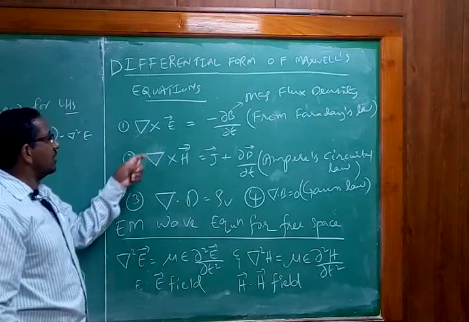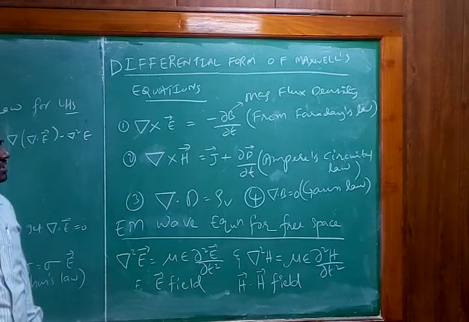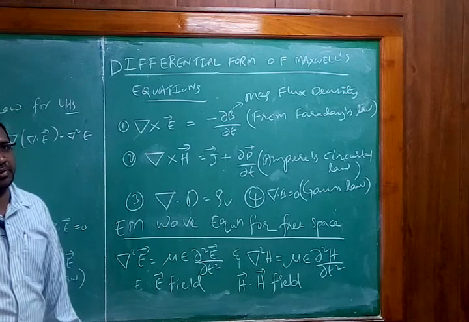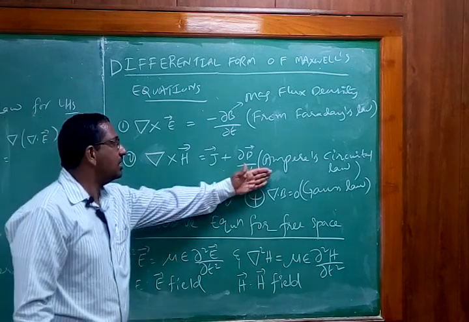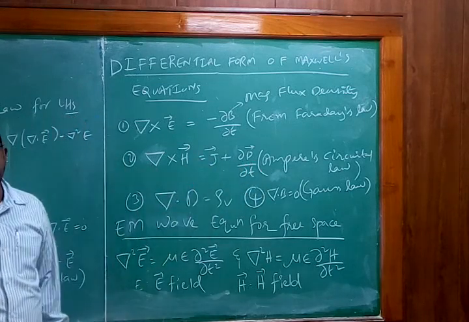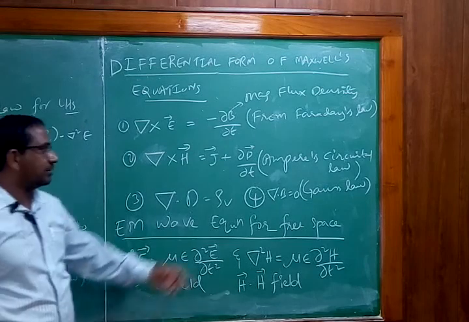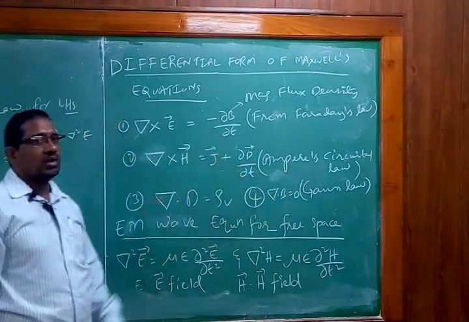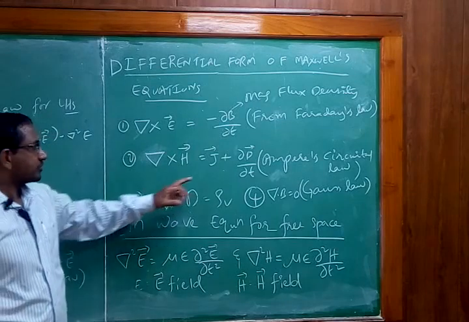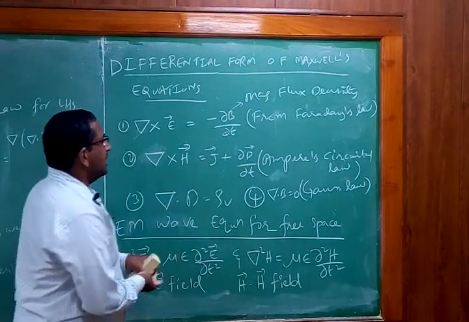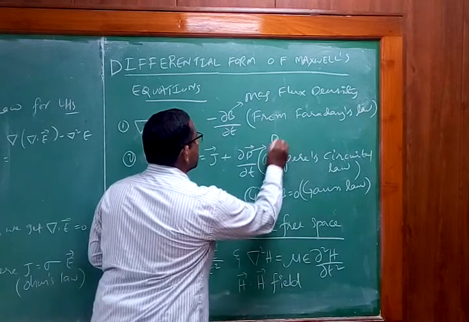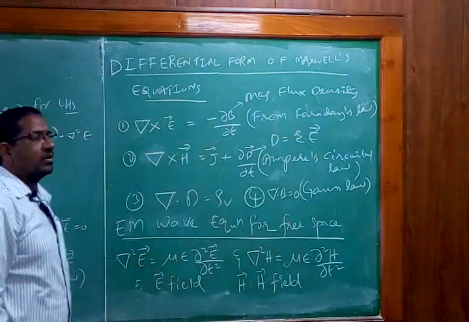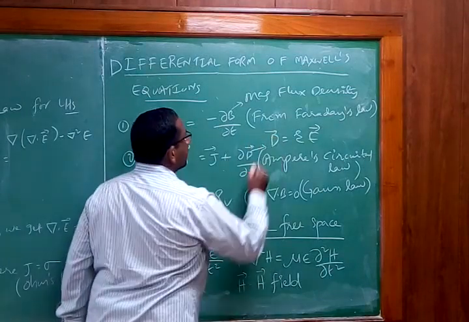Similarly, one more equation is there which has been suggested by Ampere's circuital law. It is known as Ampere's law, whereas it is going to be called the modified Ampere's law or also Ampere's circuital law. Based on it, we can write: what is D? D is equal to epsilon E, where D and E are vectors.